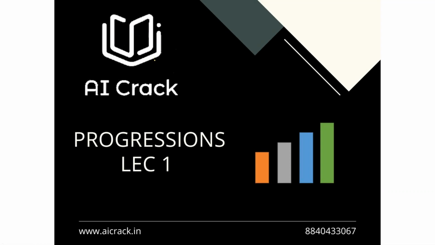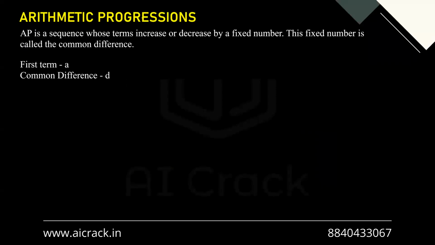This is Akash Ungwar and today we'll be studying progressions, lecture 1. So we'll be starting with arithmetic progressions. So let's start. An AP is a sequence whose terms increase or decrease by a fixed number, and this fixed number is called the common difference.